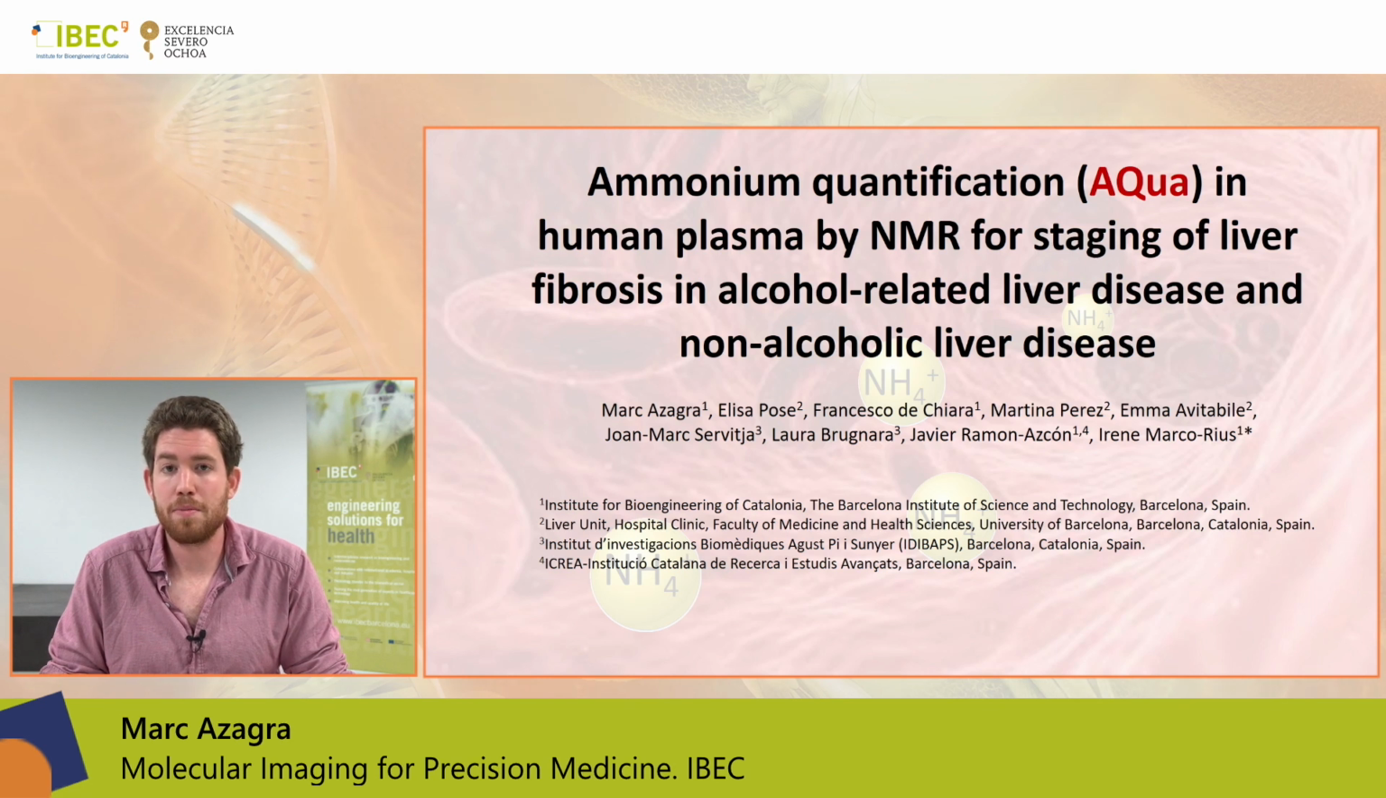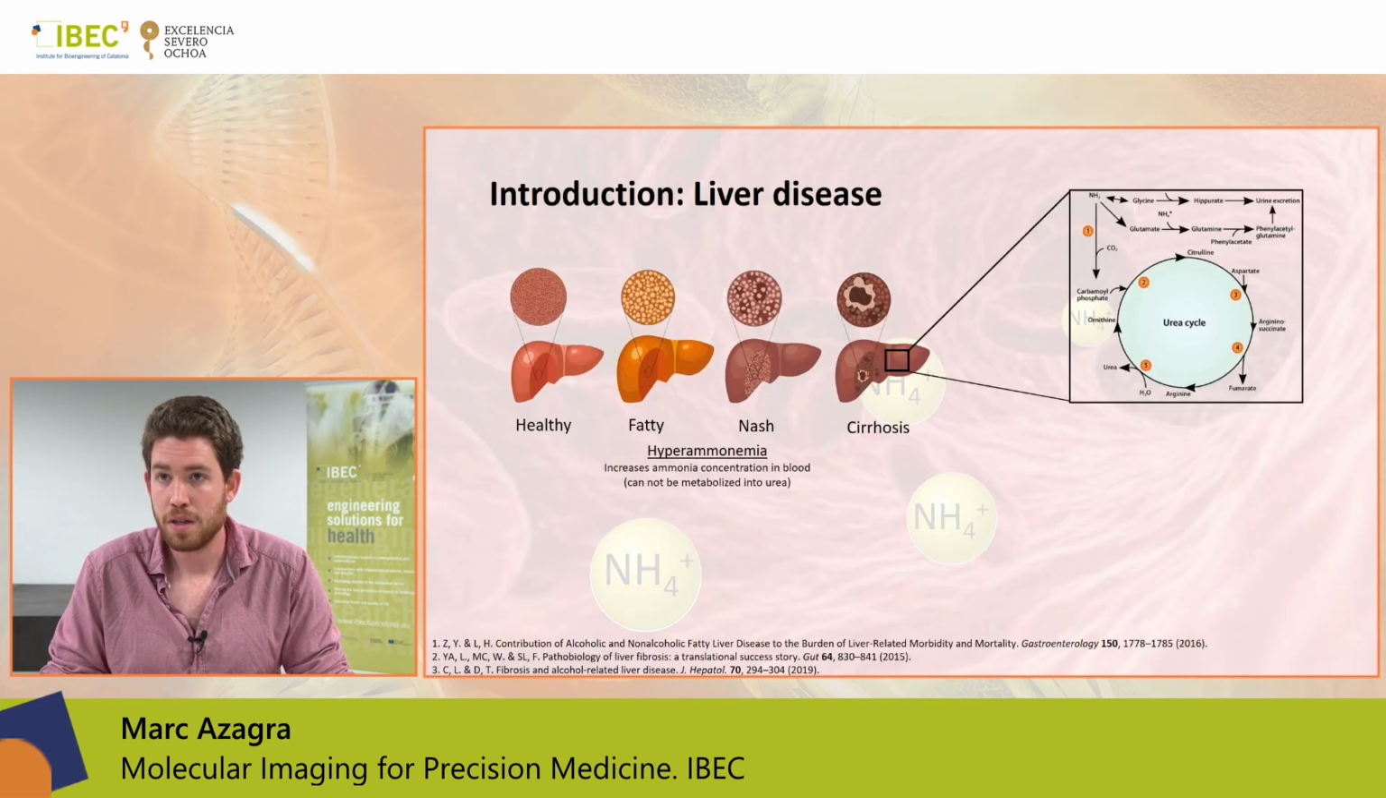Hello, welcome everybody. Today I'm going to present our last project about ammonium quantification in human plasma by NMR for staging of liver fibrosis. This project has been done in collaboration with some partners from IBEC and Hospital Clínic as well. So, as a brief introduction, liver disease is an illness where excess fat builds up in the liver.